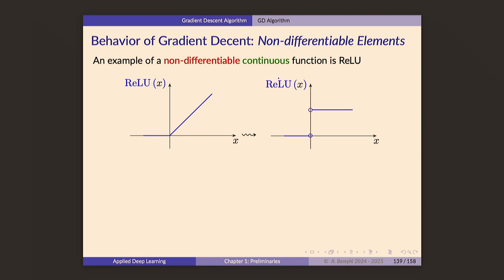So when x is negative, what is the derivative of the ReLU function? It's 0, right? So it's like this, right? And the function doesn't change when I move on it, right? Now, I get to the point 0.